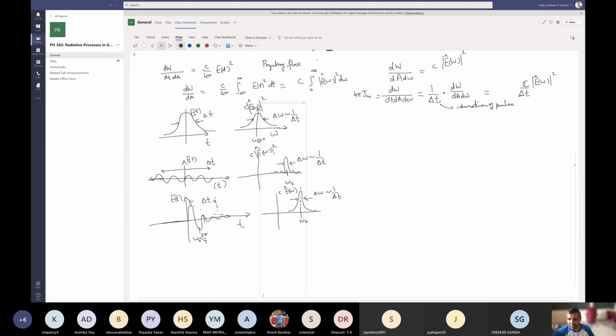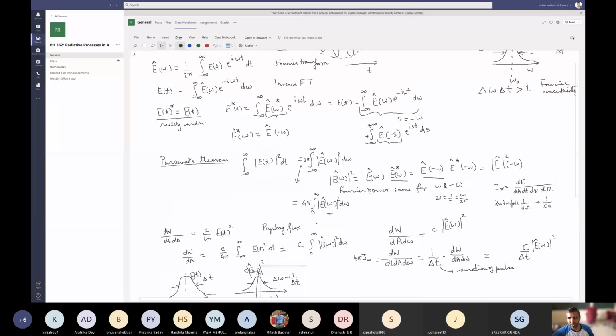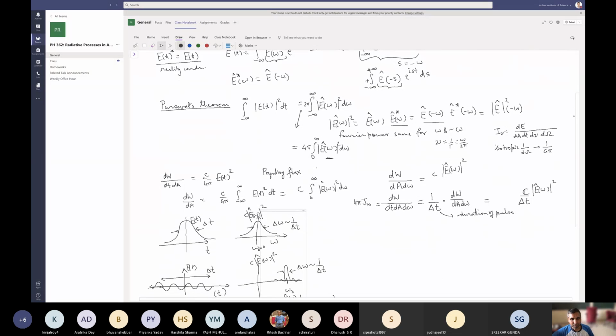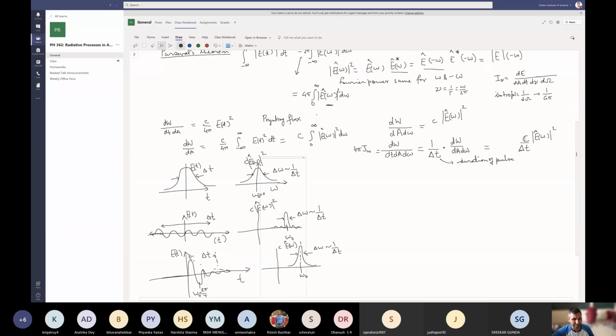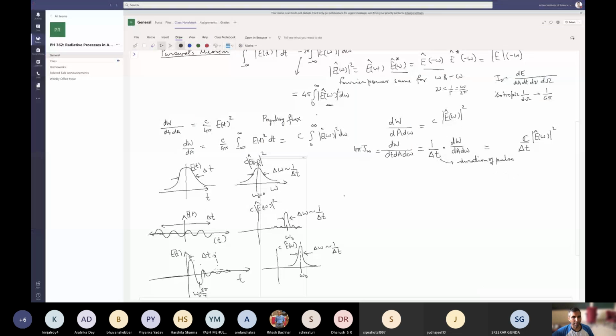The real signals are always wave packets. You never have an infinite wave, right? Any question on this? This is all actually given in Rybicki and Lightman, and you should read it. Okay, good.